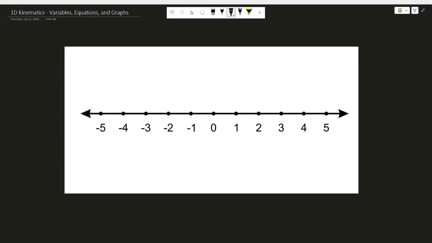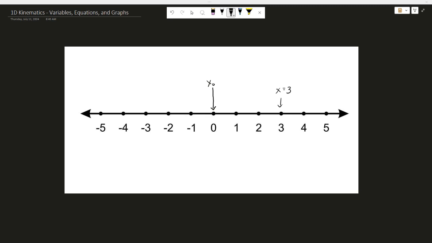Let's start with a number line. I could say that my position starts at x equals 0. This would be my x initial. I could then go to any other spot on the number line. So here, my x would equal 3. This is what we mean when we're talking about position. It's just where you are along the number line.